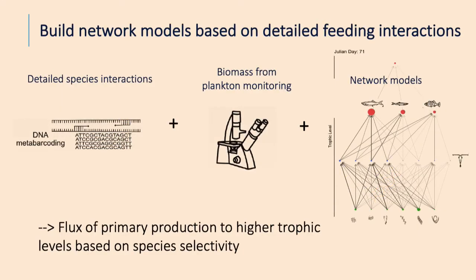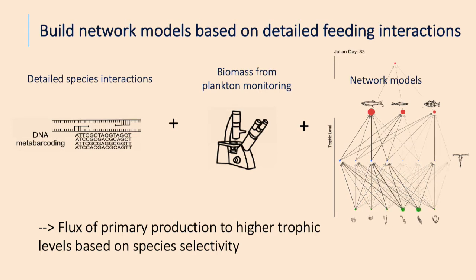This is called the metabarcoding approach, and this metabarcoding approach gives us a very detailed understanding of the individual species interactions. And then we combine this information with the biomass data from the monitoring of the plankton communities done by microscopy that calculates also biomass. And then, combining this information, we use bioenergetic network models that allow us then to estimate the fluxes from primary producers to upper trophic levels.